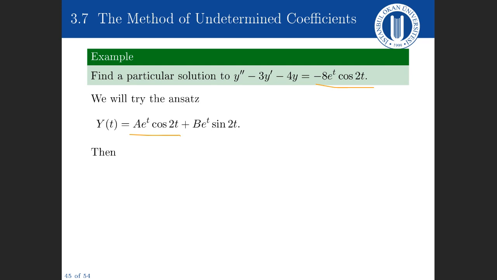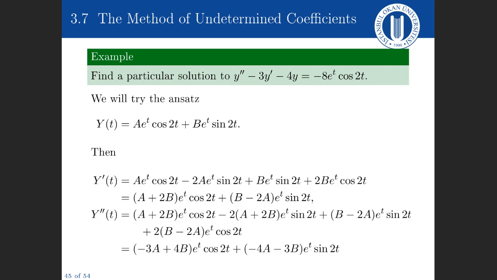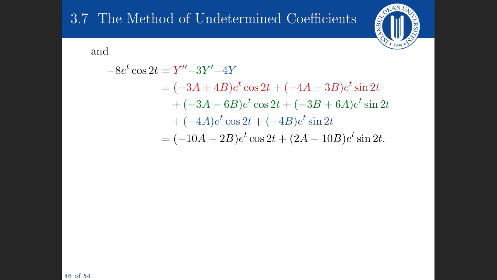But remember, sine and cos always go together. If we have sine or cos, we need to have both sine and cos in our ansatz. So we must also have plus b e to the power t sine 2t. We're going to differentiate two times and put into the differential equation. These are two derivatives of capital Y. Please check this when you have more time. Let's substitute this into the differential equation. Simplify and rearrange.